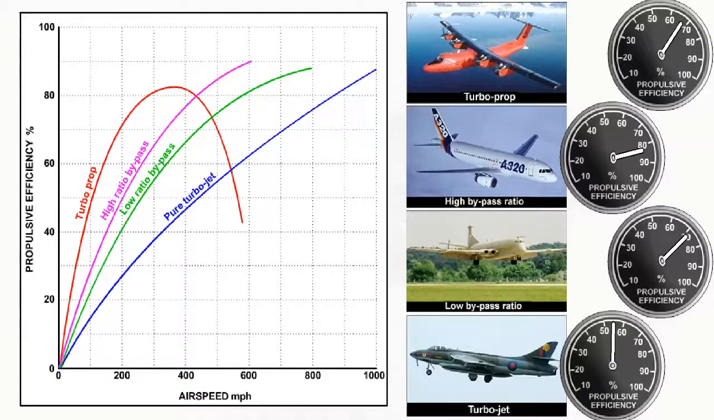By dealing with comparatively larger mass airflows at lower jet velocities, the bypass engine attains a propulsive efficiency which exceeds that of both the turboprop and the pure turbojet at the speeds normally associated with jet transport aircraft.